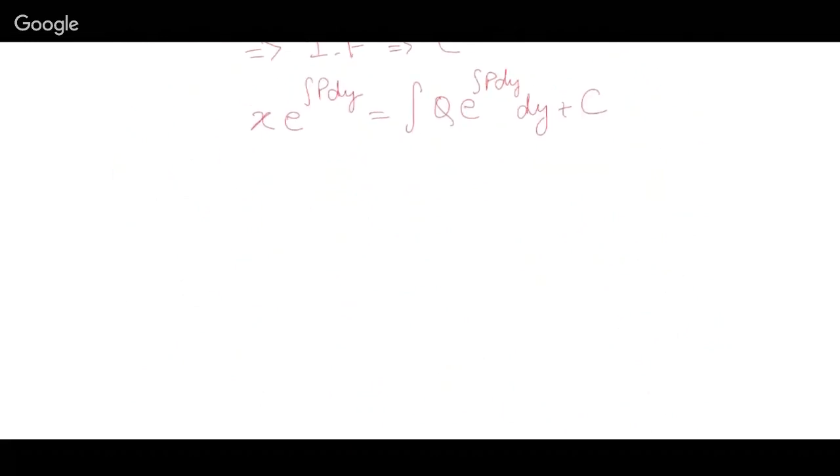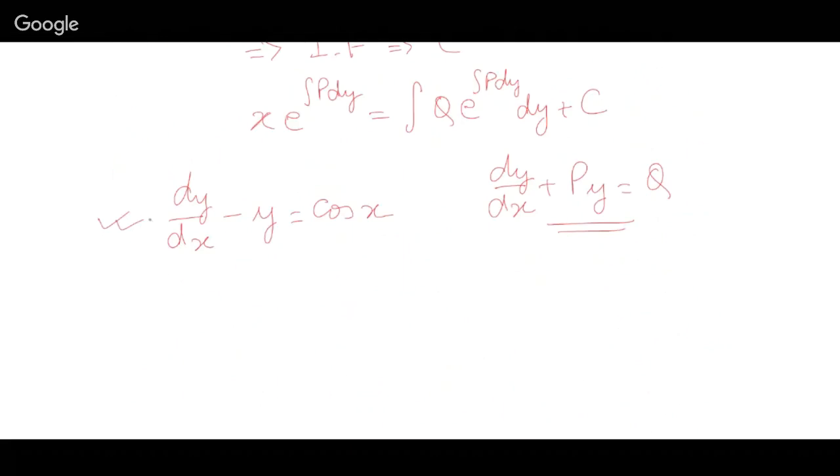So let's take up a first example, which is dy by dx minus y is equal to cos x. First we will have a look at this particular differential equation and check whether it's a linear differential equation or not, and what form of a linear differential equation we have. So first write down the two forms of the differential equation that we have just studied, which is dy by dx plus py is equal to q.